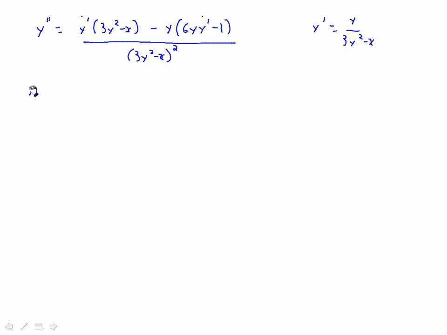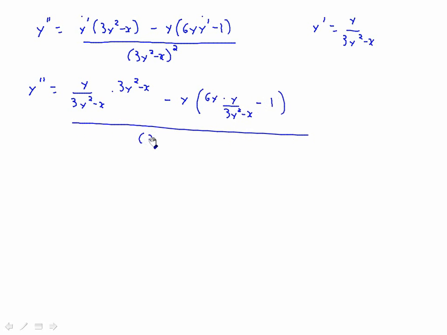Now some people will do it later after they've cleaned up that numerator, and that's fine. I'm going to do it now because when I look ahead, I see that this 3y squared minus x can cancel, on that first cluster at least. And then the second one is 6y y prime, so 6y times y over 3y squared minus x. And then minus 1. All over v squared, so all over 3y squared minus x to the 2.